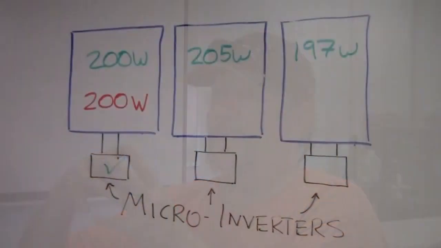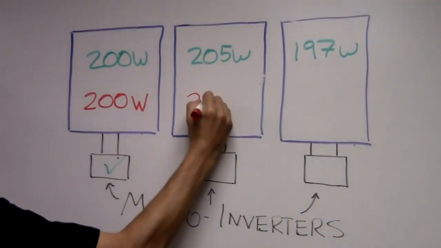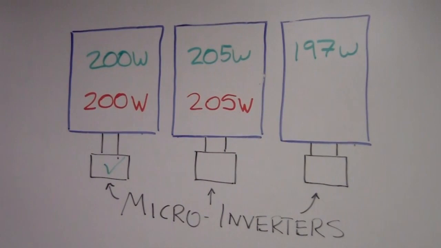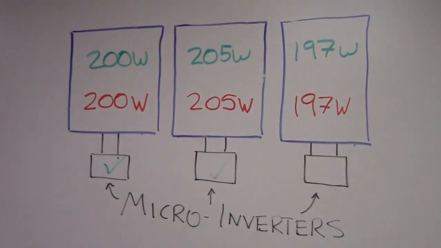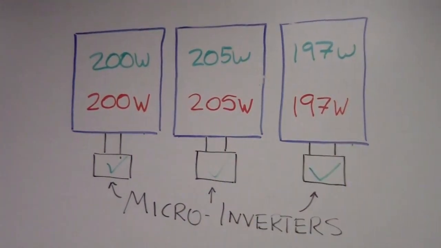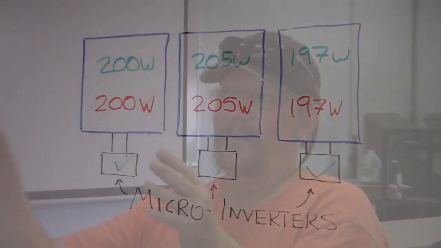Now, you don't have that problem when you have a microinverter system, because if one panel is 197 watts and the panel next to it is 205, because they each are, in essence, their own power plant, they're independent of one another, the output of the 205 is still going to remain 205, whereas if it were in a series string with the 197, its output would be 8 watts less.